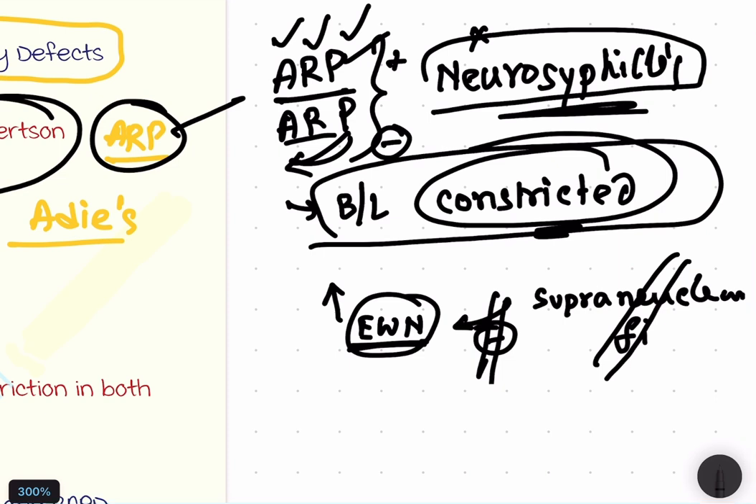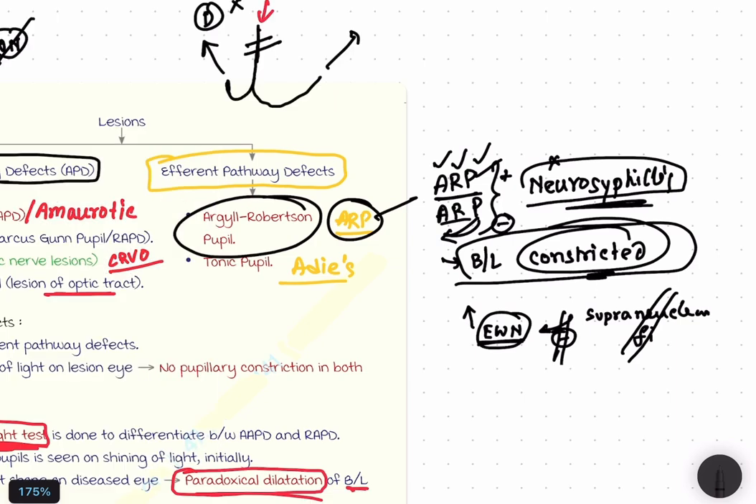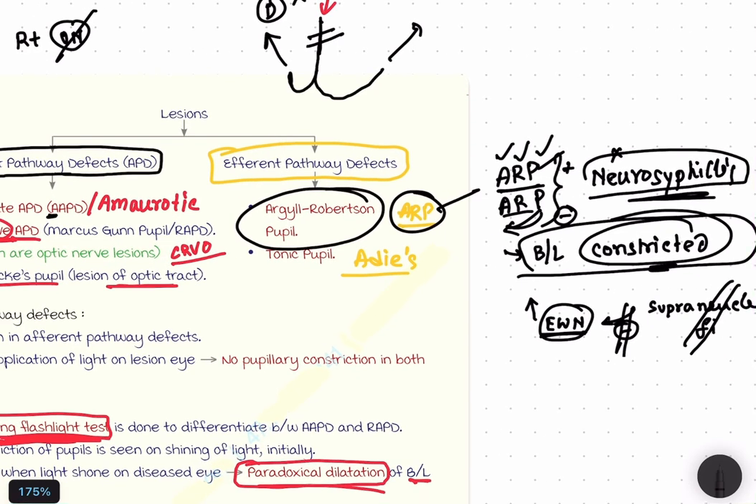Also other associations like tabes dorsalis and aortic regurgitation can be associated. Very important. Inverse ARP, I told you, is basically seen in occipitotectal tract lesions. Okay, now here the patient typically presents with this feature, so you can rule out. Next is Adie's pupil, Adie's tonic pupil. How do you differentiate this?